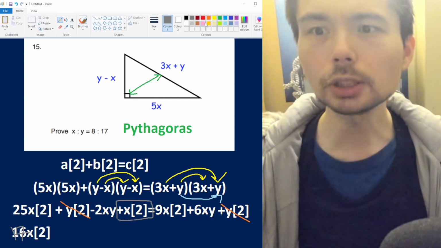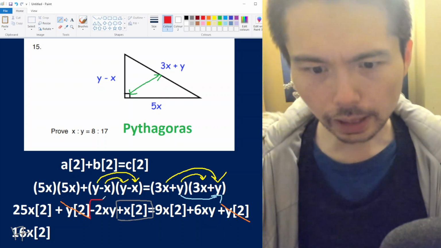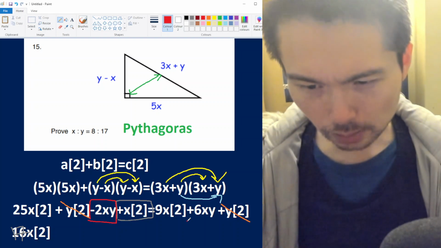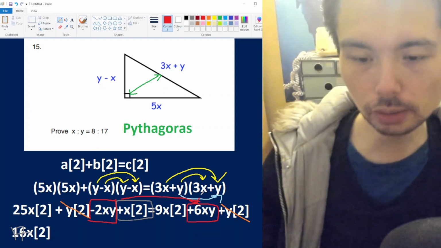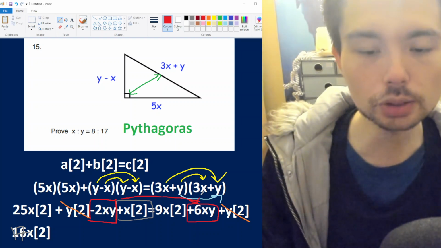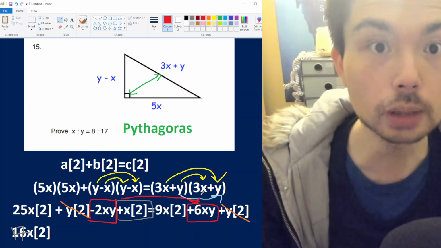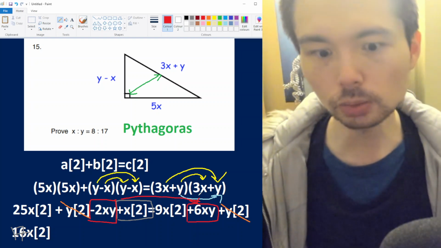Okay, good. This bit. That is minus 2xy. That's plus 6xy. I'm just going to move this over. Now, when we do that, we've got to do the opposite, because we are moving terms to the other side. Opposite to minus 2xy is plus 2xy.